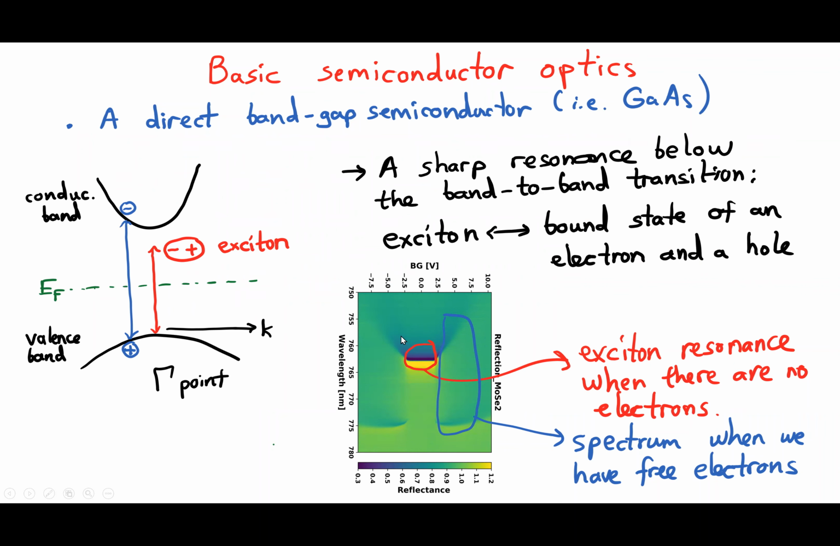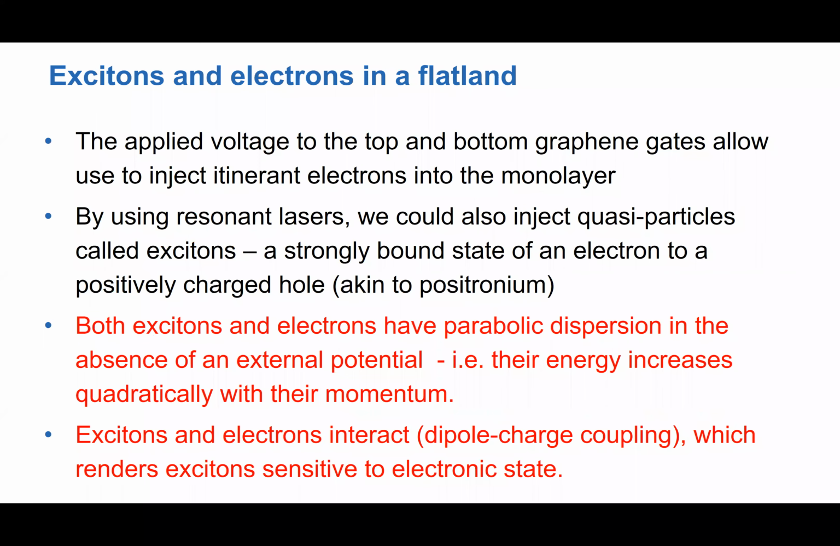And when you now look at the spectrum, this is a color-coded map, the reflectance or the optical reflectivity is coded in colors. When there are no charges, we see this nice exciton resonance, and when we inject electrons, we see that the spectrum gets modified. We do not need to worry too much about understanding these modifications. Okay, so now hopefully I gave you a feeling for what excitons are.